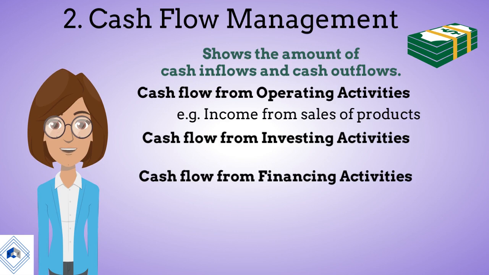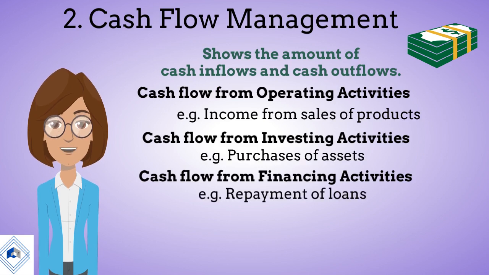Cash inflows are money that has been received into your bank account or petty cash account. Usually, this is income from sales of products or services. Cash outflow is money that has been taken out of your bank account or petty cash account. This is generally in the form of expenses such as purchases of assets, repayment of loans, payments to suppliers, interest expense. You can track it monthly, quarterly, or annually.